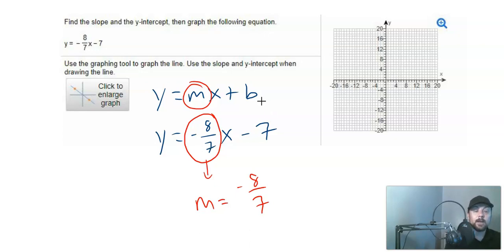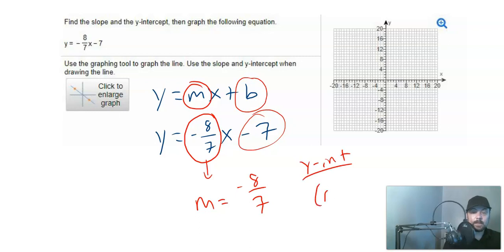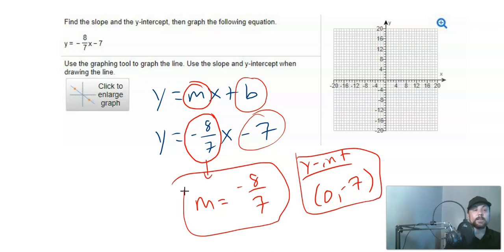So that's my slope. And I also get the y-intercept for free, right? b is equal to negative 7, which tells me that my y-intercept is at (0, negative 7). All right, so there's my slope, and there's my y-intercept. So I already have 1 point, right? (0, negative 7), which is going to be right here. But to graph a line, I need 2 points.